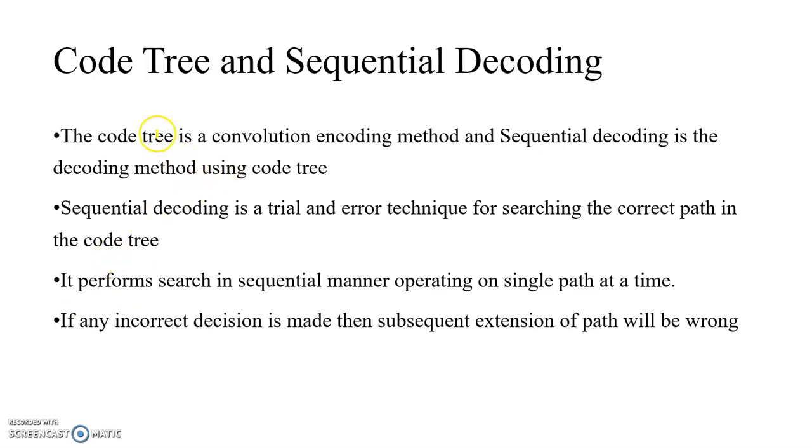So we have seen the code tree and the sequential decoding, and sequential decoding is basically a trial and error method, and we have performed this and we have seen how to find out the decoded signal.